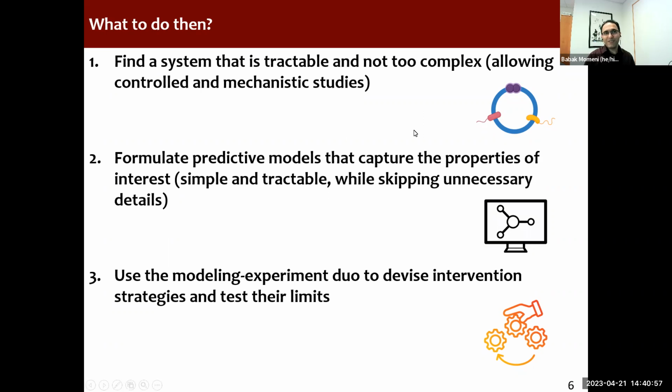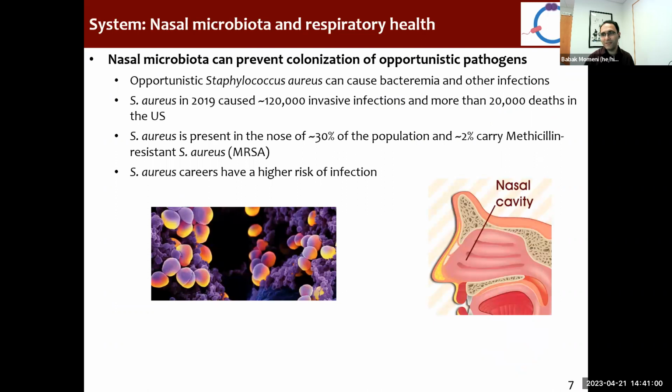So we started this process by first asking what would be the right system for us to use. There are many options, several of them are good starting points, but we decided to use nasal microbiota because of its impact on respiratory health. It is known that microbes that are present in our nasal passage are important for preventing the colonization of opportunistic pathogens. As an example, Staphylococcus aureus, if it's present in the nasal passage, can cause bacteremia and other infections if the immune system stops doing its job properly. And that causes more than 100,000 invasive infections per year and around 20,000 deaths in the US each year.